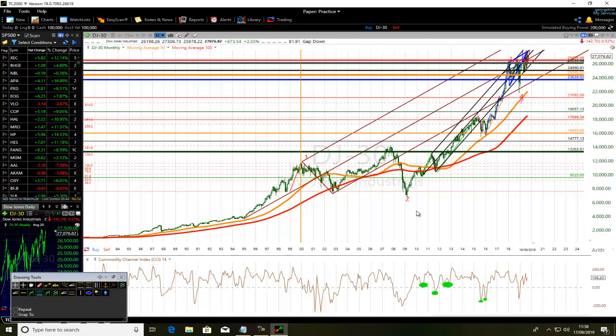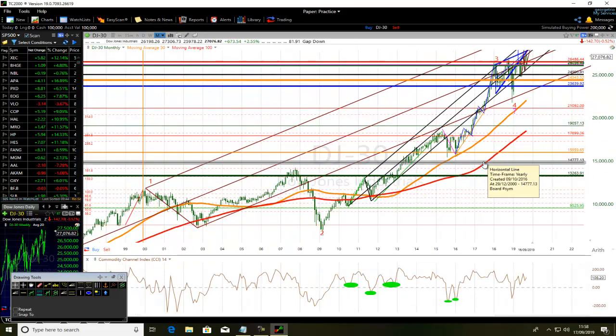Right here, this is the flat correction. So when we are using the second wave to forecast the subsequent corrective wave, we are looking at the shape of it. Because the second wave for the Dow Jones is a flat correction, we can forecast.